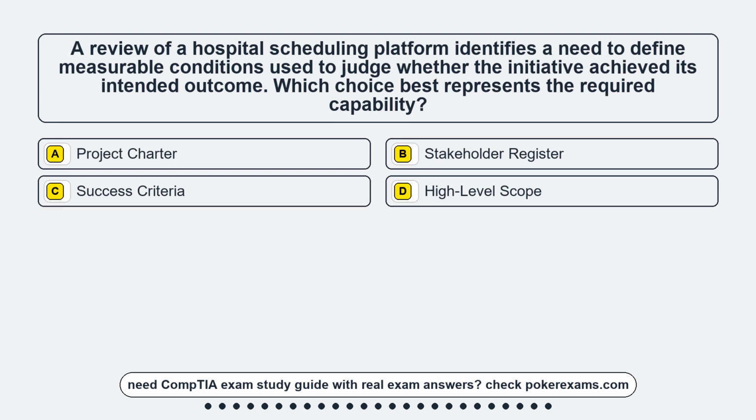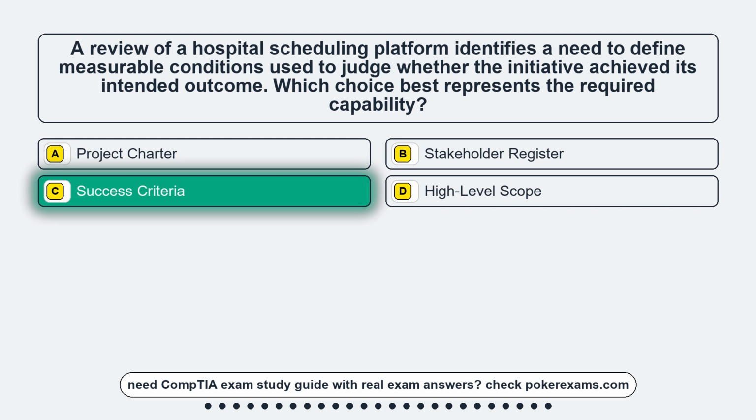Question 13. A review of a hospital scheduling platform identifies a need to define measurable conditions used to judge whether the initiative achieved its intended outcome. Which choice best represents the required capability? Option A, project charter. Option B, stakeholder register. Option C, success criteria. Option D, high-level scope. The correct answer is option C, success criteria.